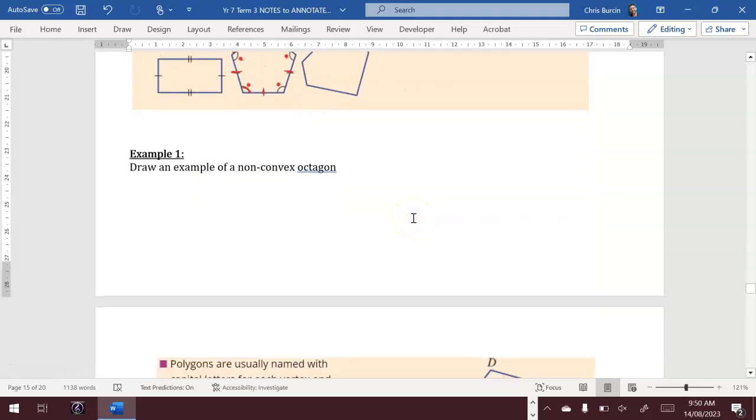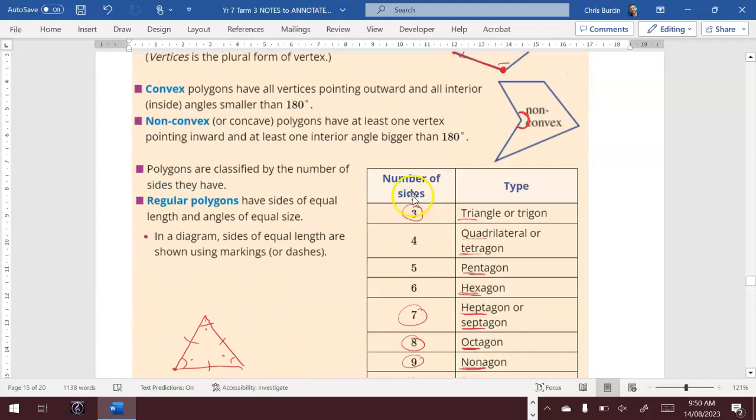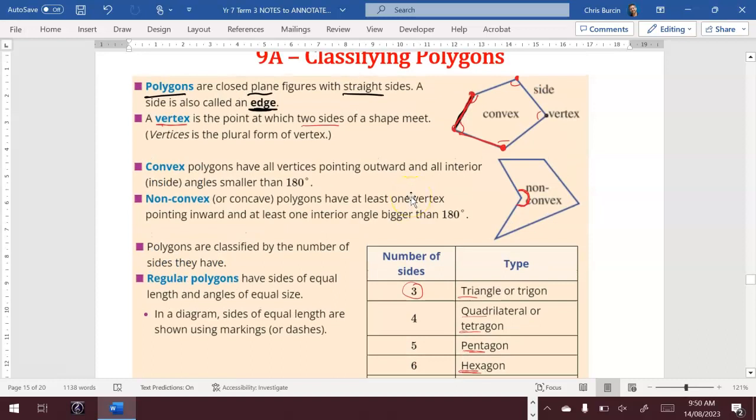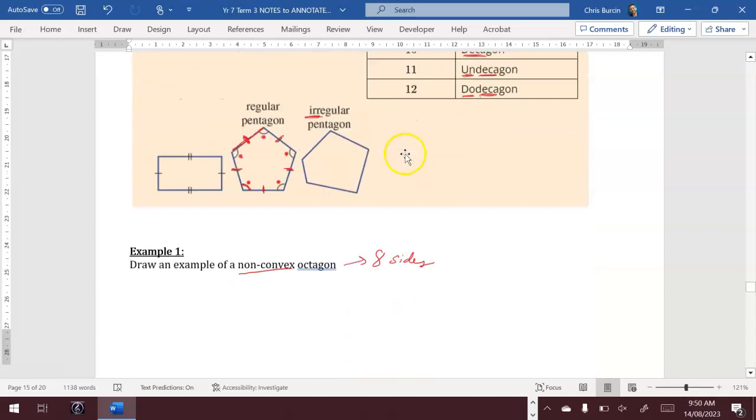If I were going to draw an example of a non-convex octagon, how many sides would it have? 8 sides. And what would make it non-convex? Let's go back up to the definition. Non-convex polygons have at least one vertex pointing inward, which makes one interior angle, this one, bigger. I'll leave you to draw one, and I'll move on.